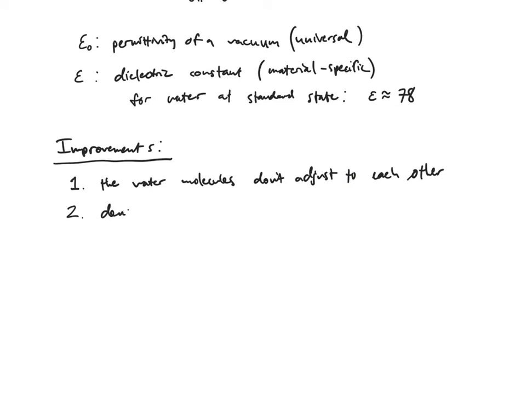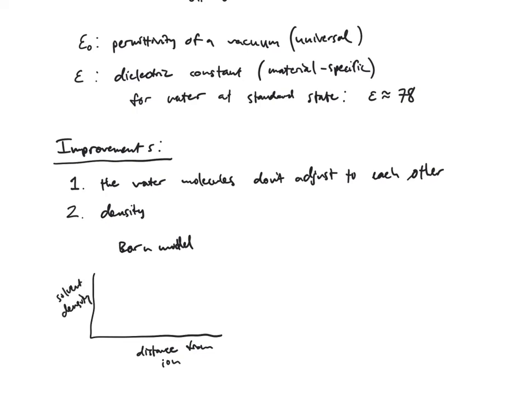The next one is the density. So the Born model is making the assumption that if we have the distance from ion, and then over here we have the solvent density, then right here at R, the Born model assumes that the density of the solvent is 0 inside the ion, and then it abruptly jumps up, and then it stays constant like that forever. It assumes that there's no variation whatsoever in the density.